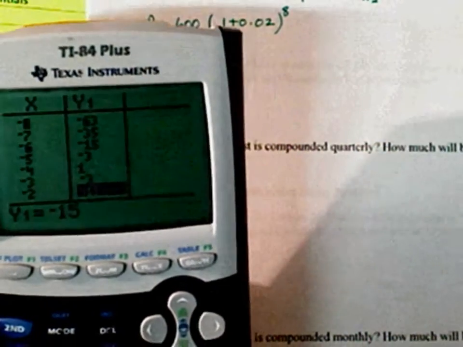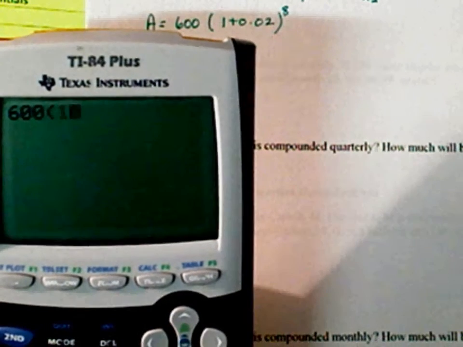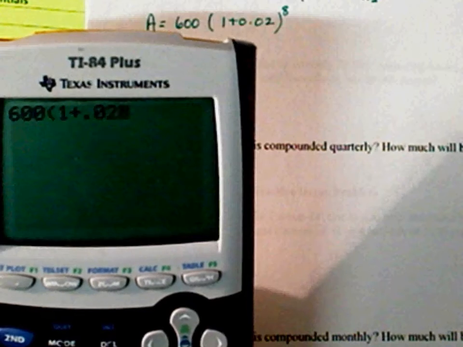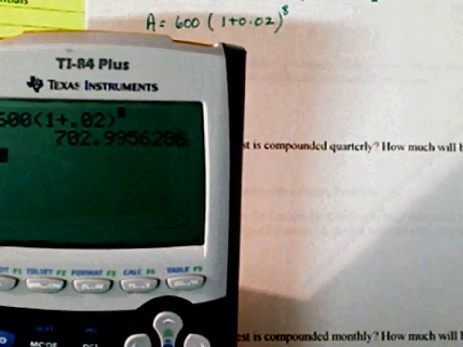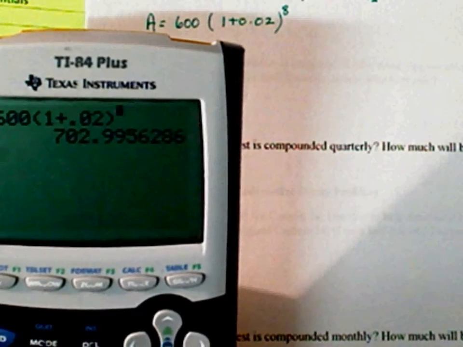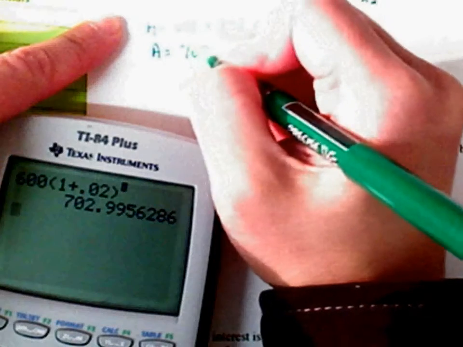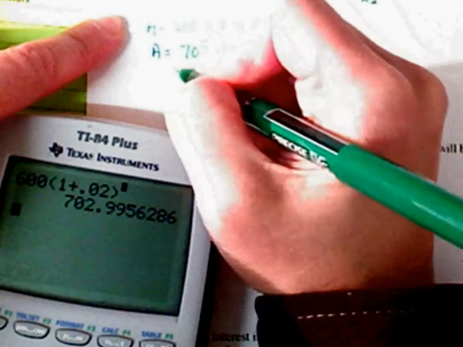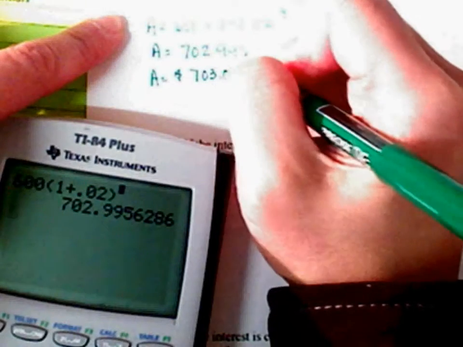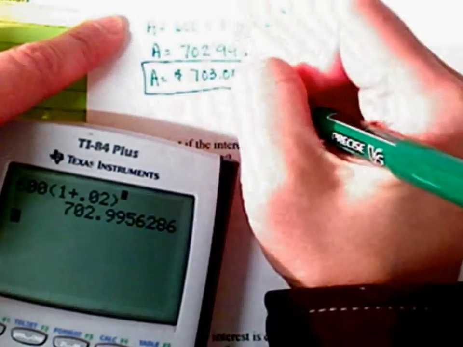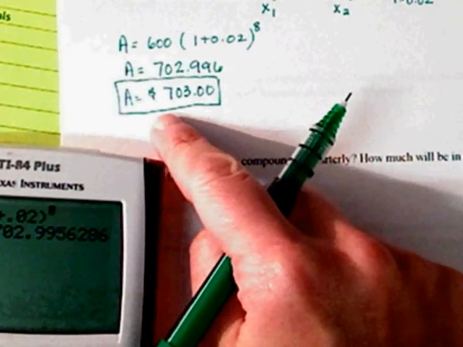Okay, so all you have to do is type that in. So you're going to take 600 times (1 plus 0.02) raised to the 8 years. So you have $702.995. Oh, we're going to round that up. So let's round it. This is a dollar amount, okay? So A comes out to be $703 for 8 years, okay? Units is very important. Make sure you use it properly.